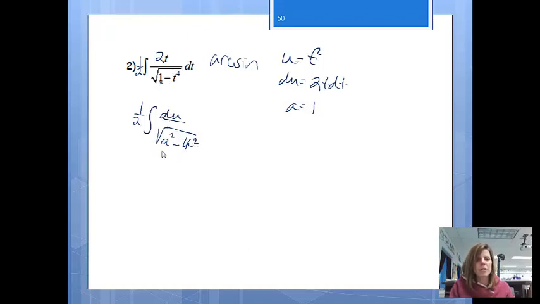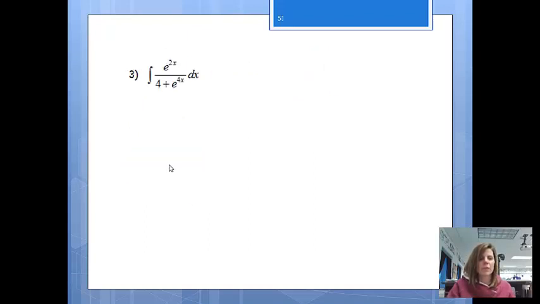So notice it's all set up to be an arc sine problem, so I'm just going to bring down my 1/2, and then it will be arc sine u over a, so it'll just be t squared over 1, and then plus c, and that will be my integral. All right, let's try another one.